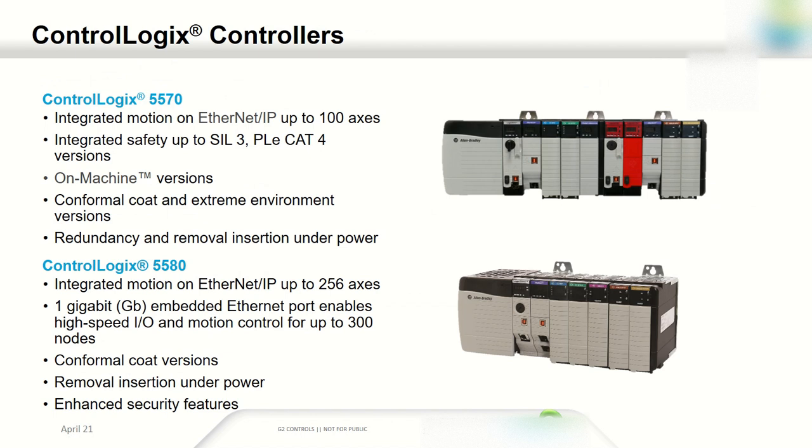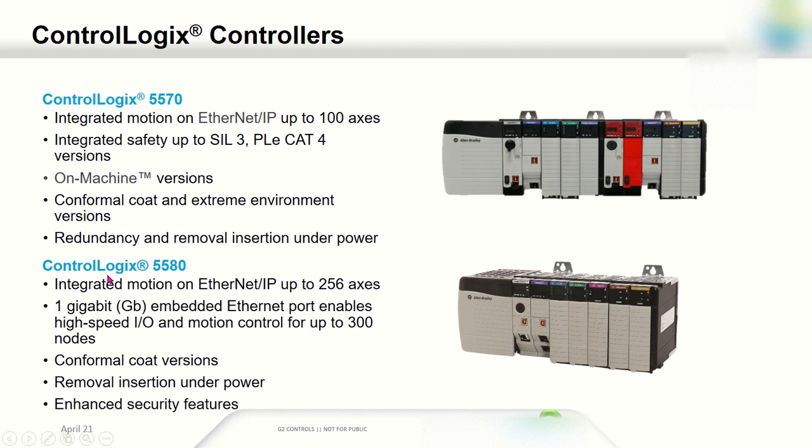Then ControlLogix controllers, there are two series of the ControlLogix controller we are going to see in the software. The ControlLogix 5570: integrated motion on EtherNet/IP up to 100 axes, integrated safety up to SIL3, PLe CAT4 version, and the conformal coat and extreme environment version, redundancy and removal insertion under the power.